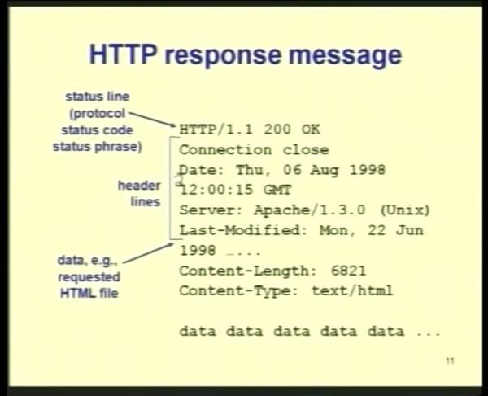This is followed by the date, then you specify the server which is giving you the response, so it could be Apache 1.3.0. Then the last modified date, the date at which this particular file was last modified, followed by the length of the content, how big it is, and the type of content, for example text/HTML, and this is followed by the data. So, this is how an HTTP response message will look. Now that we have taken a look at both request and response messages, we will take a small break before we continue with the other details of the HTTP protocol.